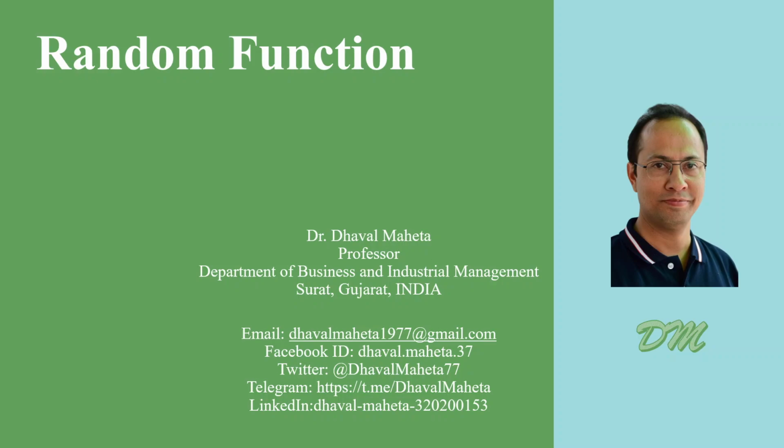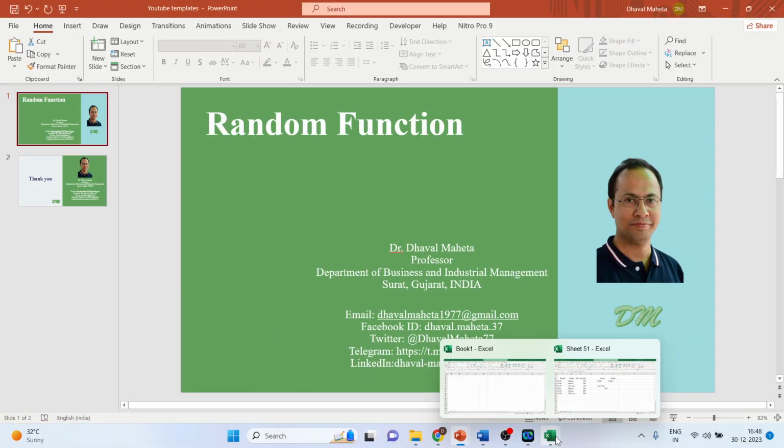This is Dr. Dhaval Maheta, and today we'll understand how to use the RAND function in Excel. In Microsoft Excel, the RAND function is used to generate a single random decimal number between 0 and 1, 0 inclusive and 1 exclusive. Let's see this in the Excel workbook.